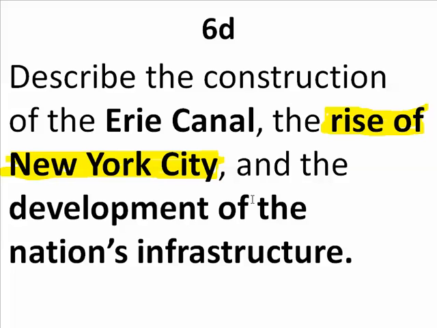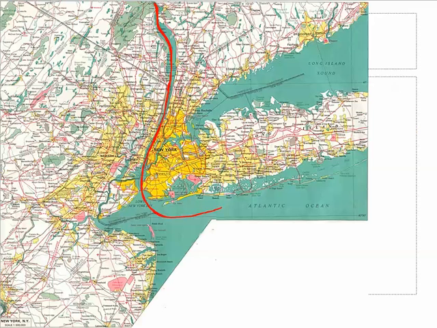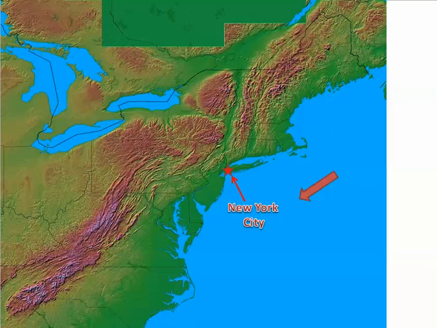Alright, and then it says the rise of New York City. We talked about New York City being a location, and here's why. Here's the city of New York. There's the Hudson going up. There's the Erie going to be cut across to the Great Lakes. It's the terminal on the Atlantic to get into the interior of the United States and bring those goods back and forth if you're going to trade with Europe. So it becomes an international location.